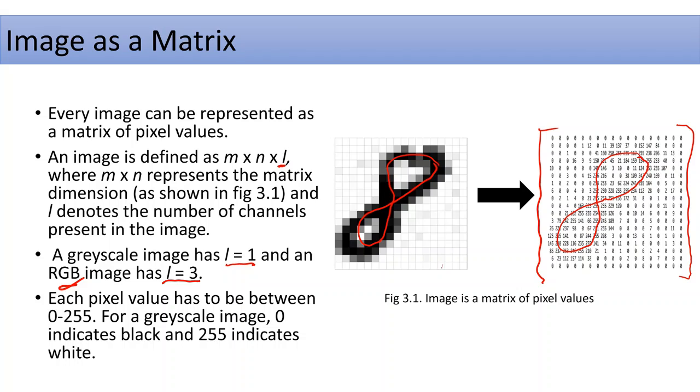There is a small mistake over here. 0 indicates black and 255 indicates white. Sorry for the confusion.